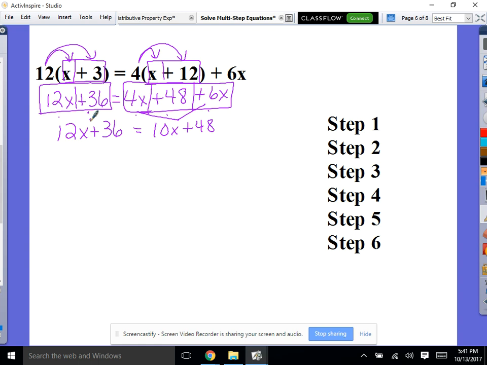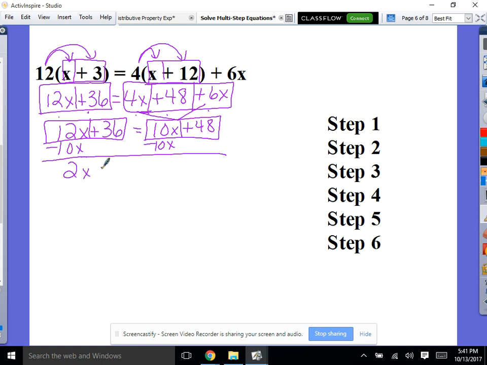Step 3, eliminate a variable. Remember, this is the point where I said you can eliminate any of these terms. We're going to eliminate a variable because that's the way our steps go. Let's get rid of 10x because it's smaller than 12. That keeps us from having negative coefficients. So 12 minus 10 is 2x plus 36 equals 48.